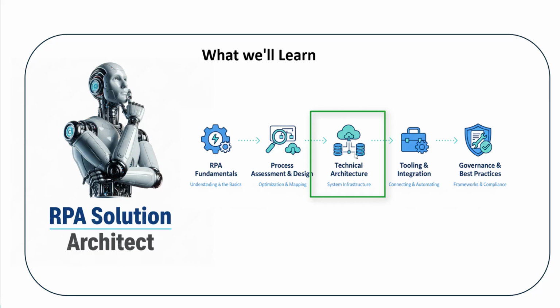Next one, technical architecture. As part of this course, we will explore the components of a robust RPA solution, including infrastructure, security, and scalability. We'll also learn how to design for both attended and unattended automations.